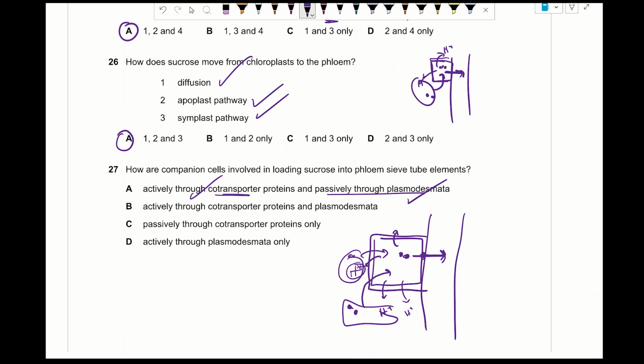Actively through co-transporter proteins and plasmodesmata. This is incorrect. It's passively through the plasmodesmata via simple diffusion. C. Passively through co-transporter. This is incorrect. And actively through plasmodesmata. This is incorrect. And the answer is going to be A.